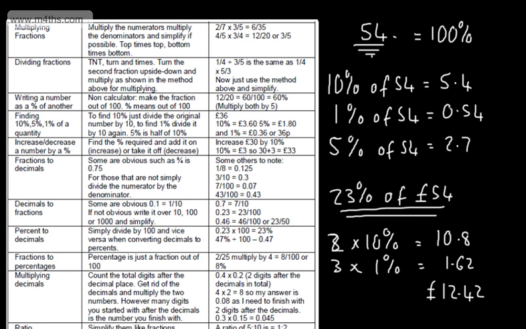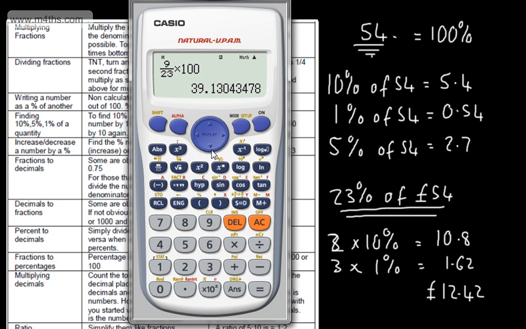So if you wanted, you could do 23% of 54. So let's go ahead and do that. Let's do 0.23 times by 54, and that's going to give me my value. Let's do that again. 0.23 times by 54. Remember, 0.23 is 23% as a decimal. So that gives us the £12.42.